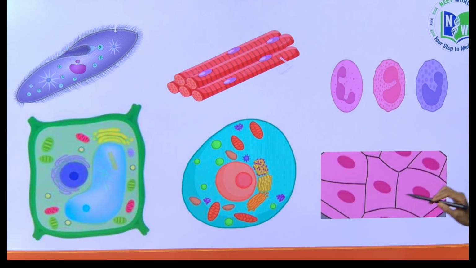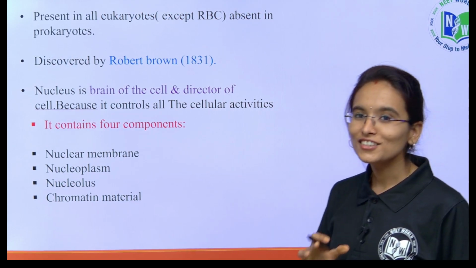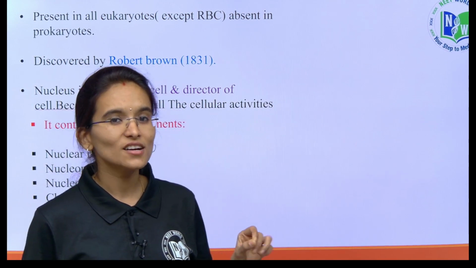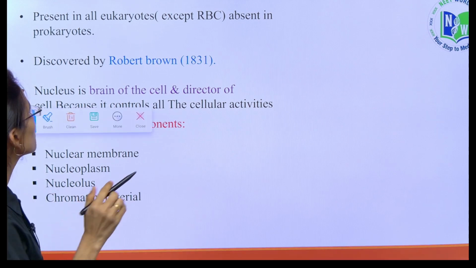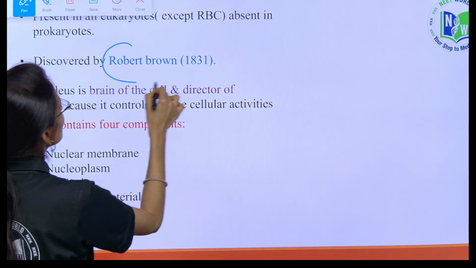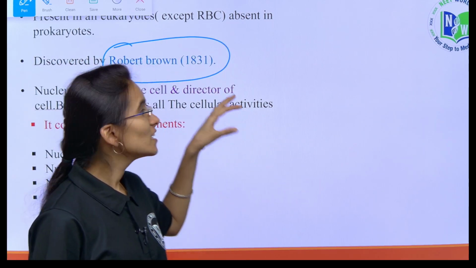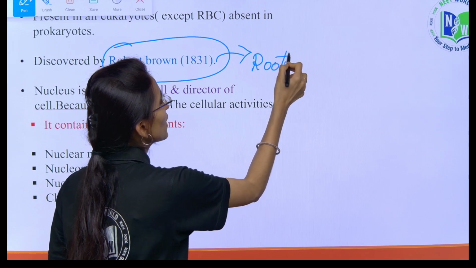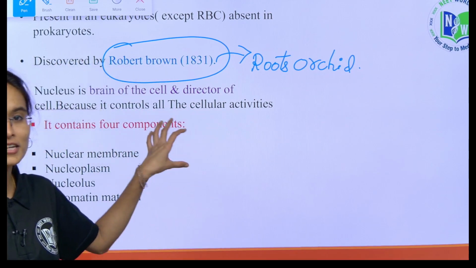Now let's discuss the structure of the nucleus in detail. The nucleus was first discovered by the scientist Robert Brown in the year 1831, in the roots of an orchid plant. Where, children? In the roots of an orchid plant.